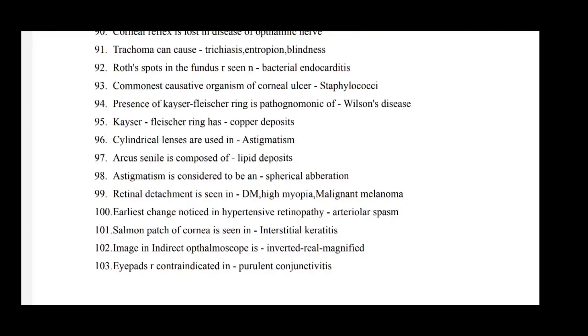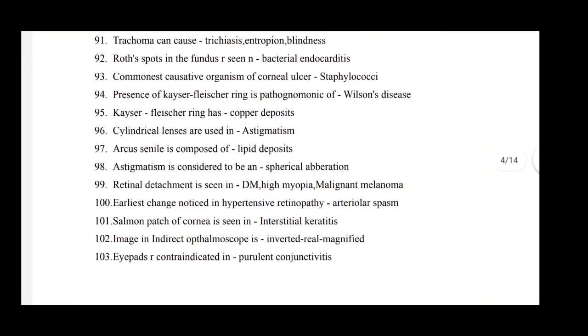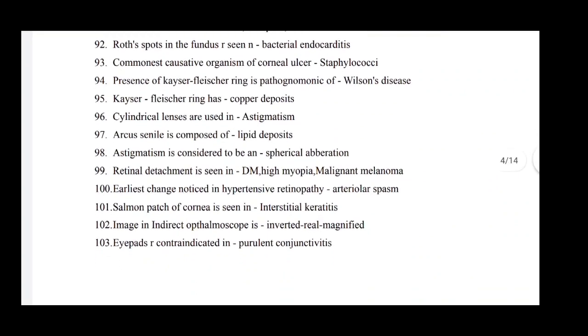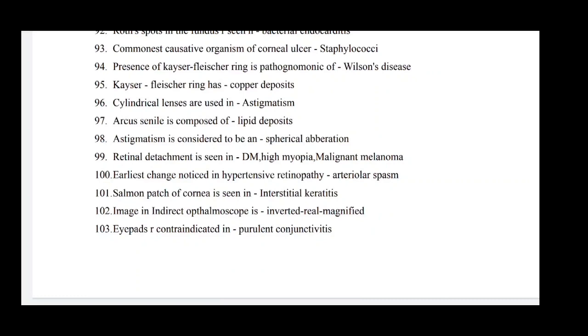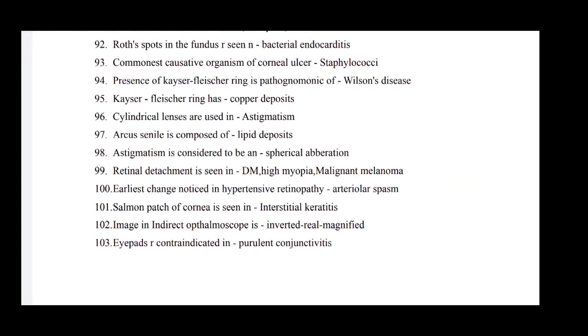Presence of Kayser-Fleischer rings is pathognomonic of Wilson disease. Kayser-Fleischer rings have copper deposits. Cylindrical lenses are used in astigmatism. Arcus senilis is composed of lipid deposits. Astigmatism is considered to be a spherical aberration.